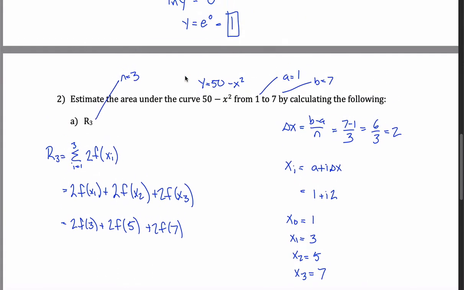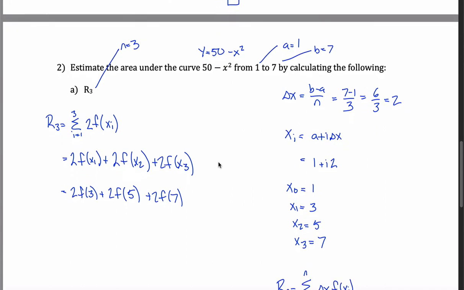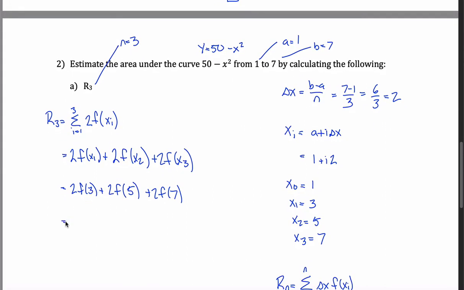And since I know my function is 50 minus x squared, to figure out f of 3, all I have to do is plug 3 into this function here. And you could do it right now, or you could factor out the 2 if that makes your life easier. Either way is fine. I typically factor out the 2 just because I don't have a calculator handy when I'm doing these. But you don't have to do it in this manner if you don't want.